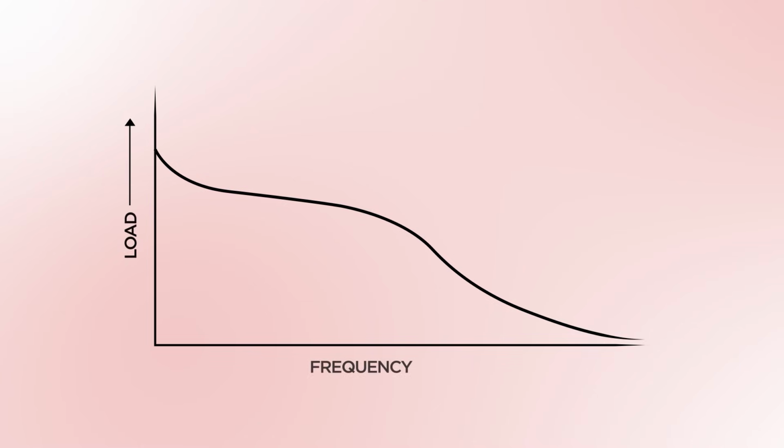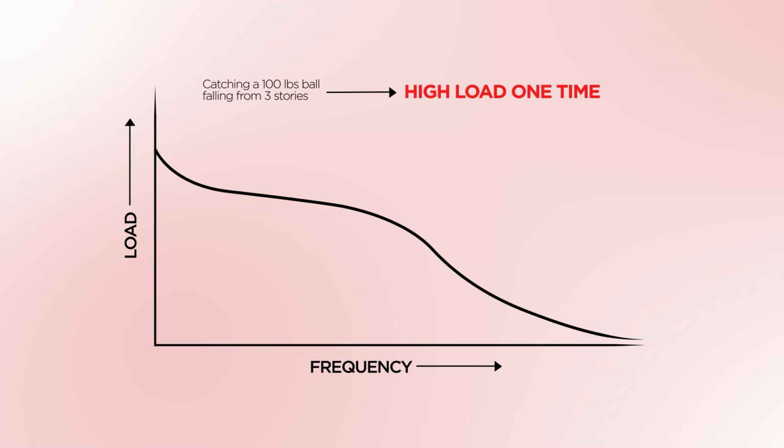Here's the envelope of function. The black line shows what an individual can handle based on their conditioning, considering the load, the y-axis, and the frequency, the x-axis. You'll see that for high loads, I created a scenario in which an individual catches a 100-pound ball dropped from 3 stories. This would exceed most people's tissue capacity. Throwing a 5-pound ball one time is a high load, but doesn't exceed what you can handle.